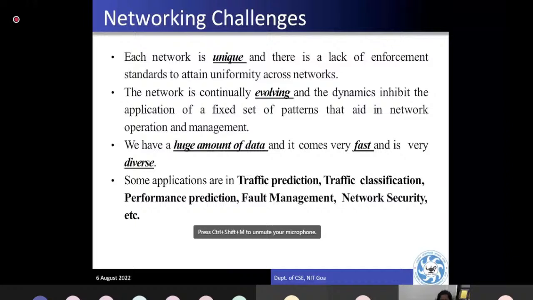Once we predict the traffic, we can expect good performance. If we can predict what the traffic is supposed to be right now, we can properly utilize our resources. When I say resources, I mean our bandwidth. Bandwidth allocation is one important point, from the spectrum point of view. We have a huge amount of data, and it comes very fast and in diverse forms. That is one factor, or challenge, in computer networks.